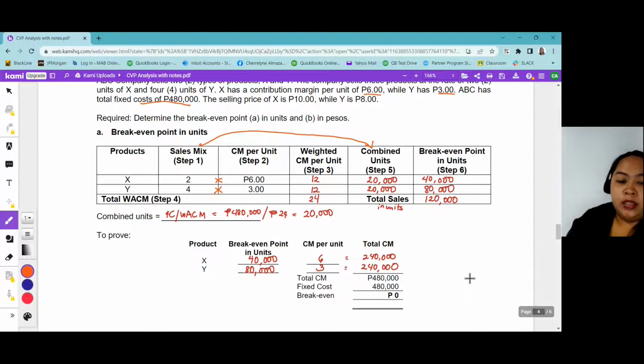Okay, so tignan natin. Kung magbebenta tayo ng 40,000 of unit X at 80,000 unit Y, ang CM per unit natin is 6 pesos at 3 pesos. Your total CM is 40 times 6, 80 times 3, that's 240. Okay? Your total contribution margin is 480. And your total fixed cost as well is 480. Break-even point, 0 ang profit. So, tama yung ginawa natin, yung pag-compute natin. Okay?